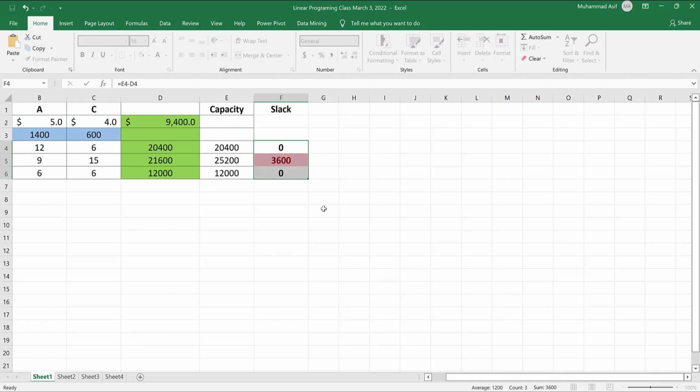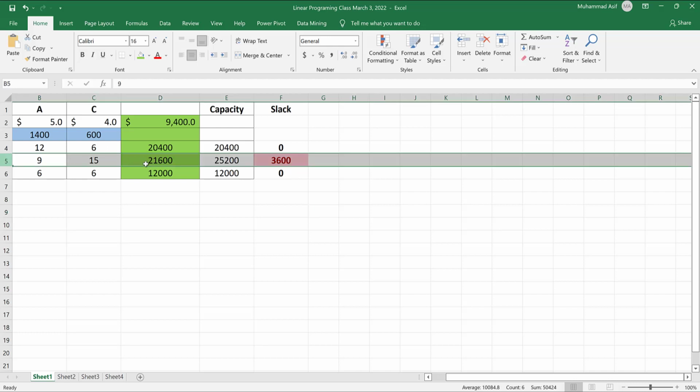So you see that in the sewing department there is slack, in the cutting and dyeing department there is no slack, in inspection and packaging there is no slack, but there is a significant amount of slack here, and it means that managers can channelize resources from the sewing department to the cutting and dyeing department or inspection and packaging if that's feasible for them.